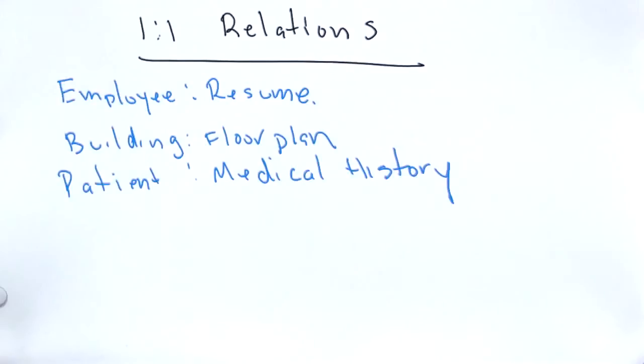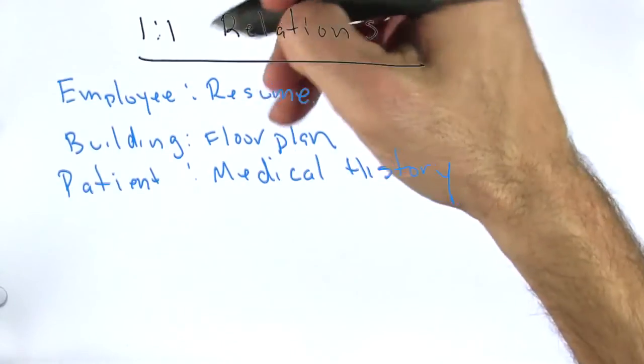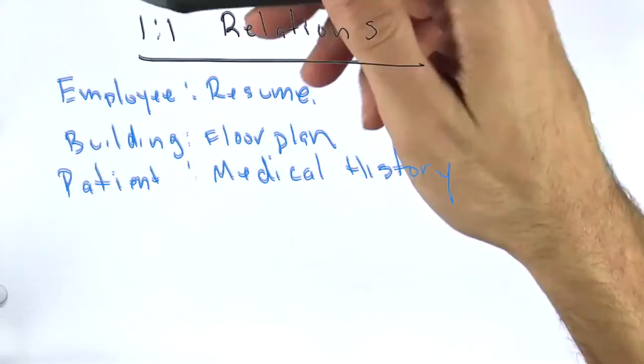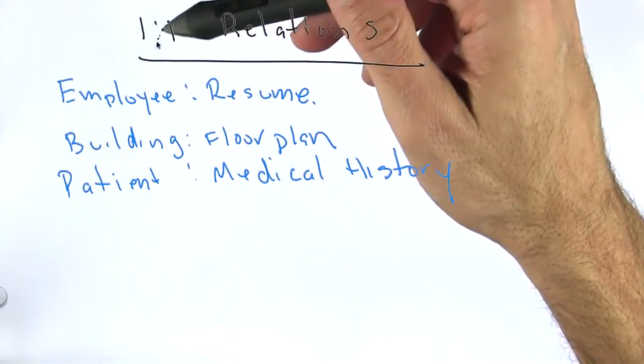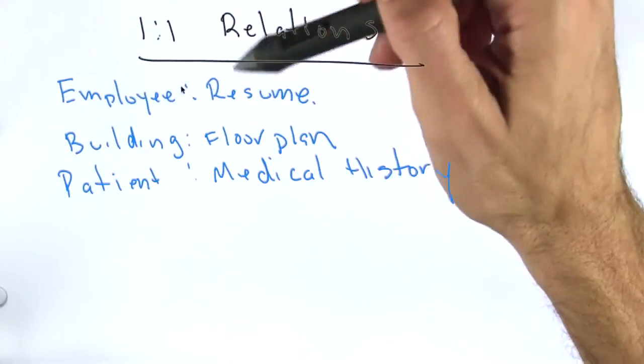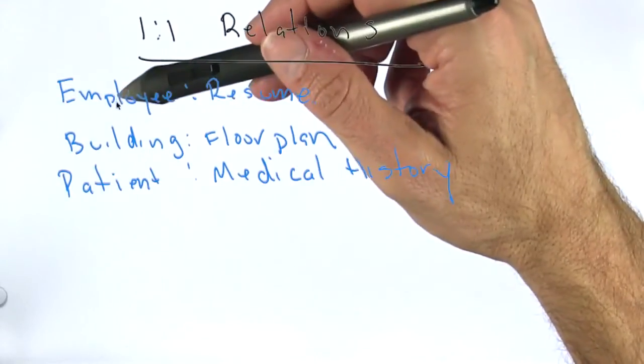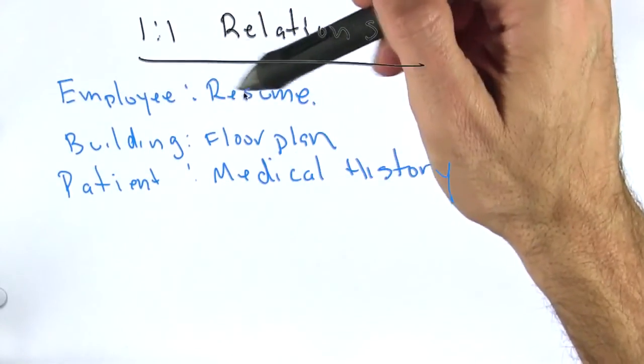Let's talk about one-to-one relations. One-to-one relations are relations where each item corresponds to exactly one other item. So, for example, an employee has a resume. There's one employee has one resume has one employee.